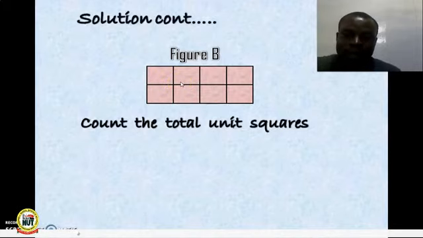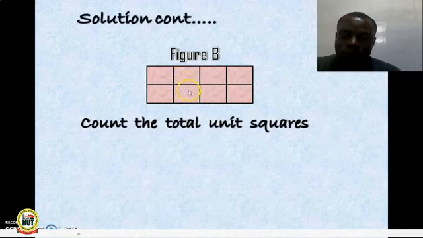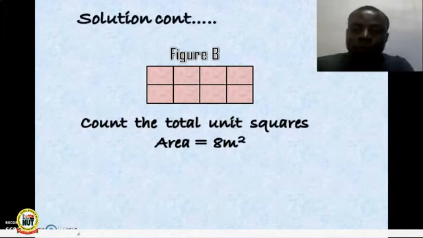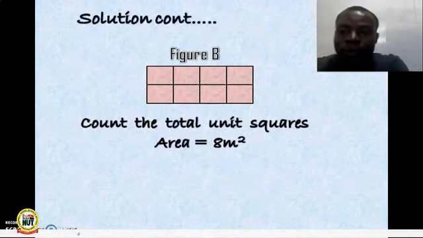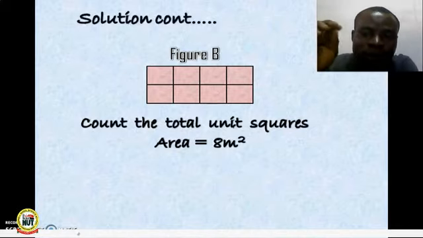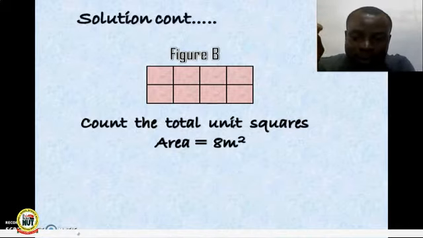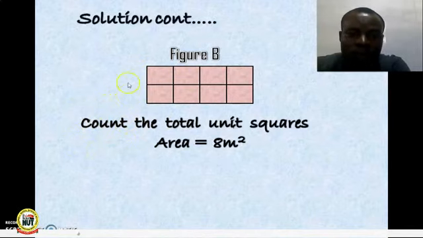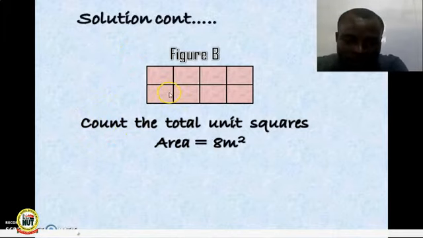So since figure B has a total of 8 unit squares, it means the area of figure B is 8 meters square. The area of figure B is what? 8 meters square, because figure B has a total of 8 unit squares. Is that correct? Good. So these two examples actually showed how to make use of the unit square method to find the area of either a square or a rectangle. Is that okay? Good. Can we move to formula method?